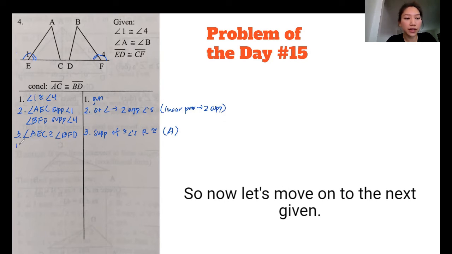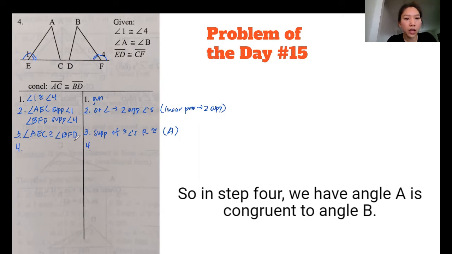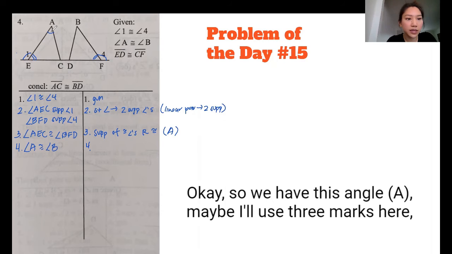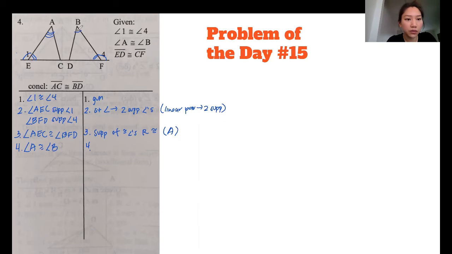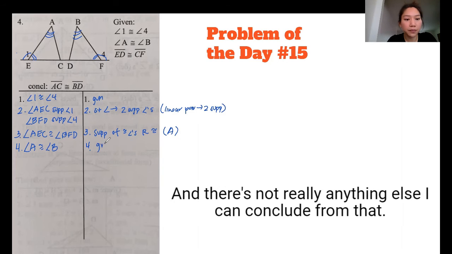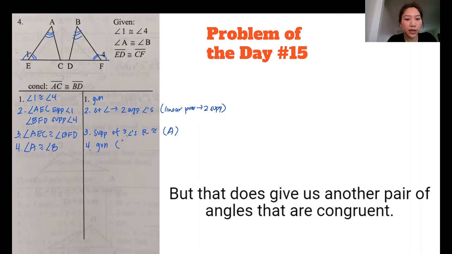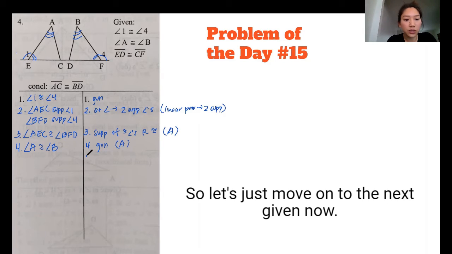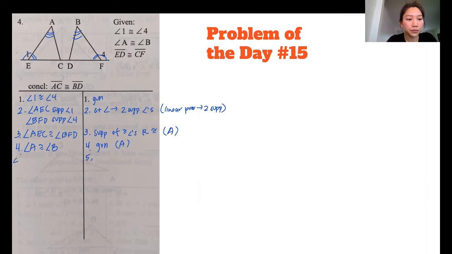So now let's move on to the next given. In step 4, we have angle A is congruent to angle B. So we have this angle, maybe I'll use 3 marks here, 1, 2, 3 marks, is congruent to angle B, and that's just given. There's not really anything else I can conclude from that, but that does give us another pair of angles that are congruent. So let's move on to the next given.